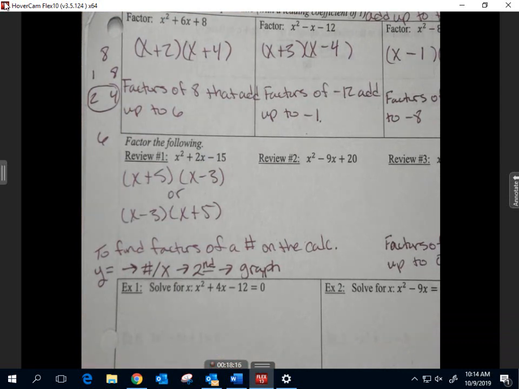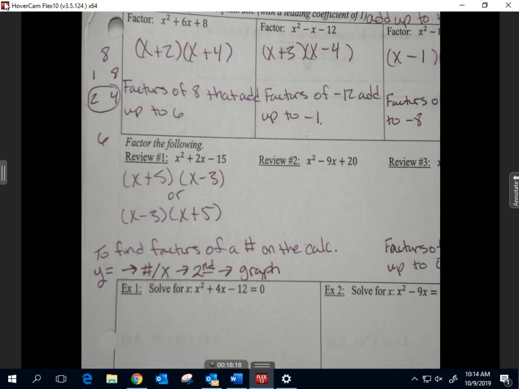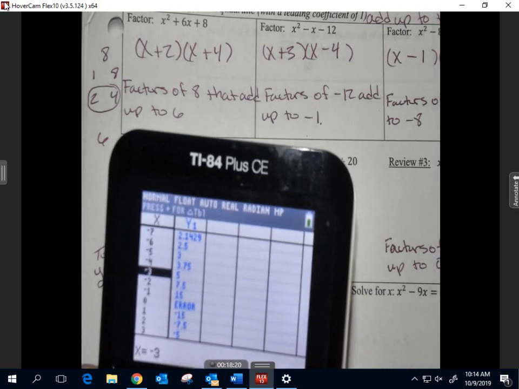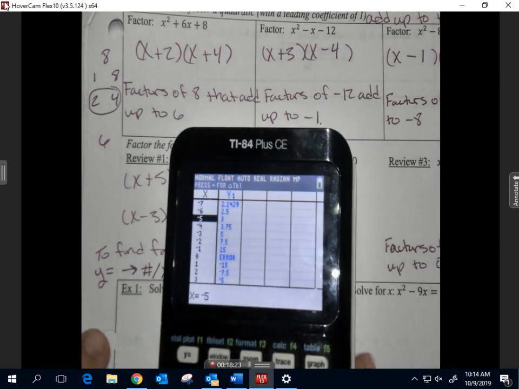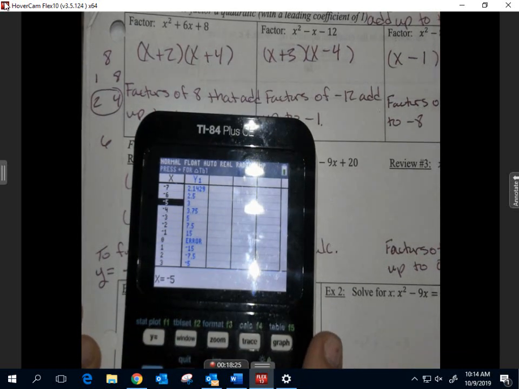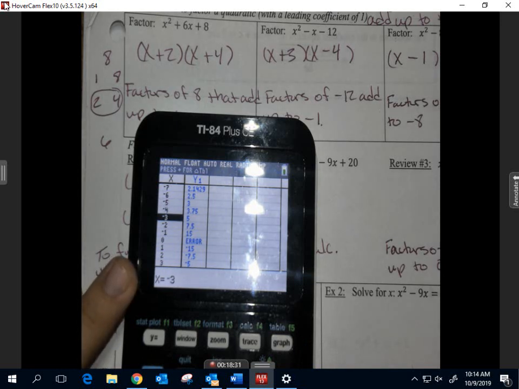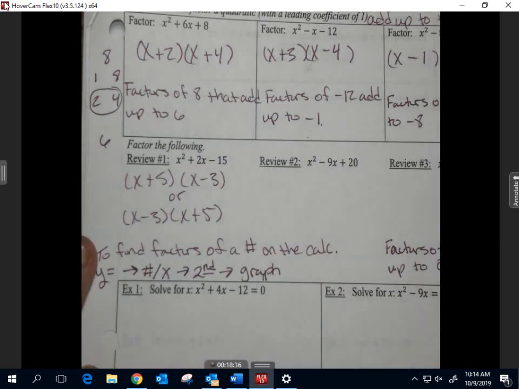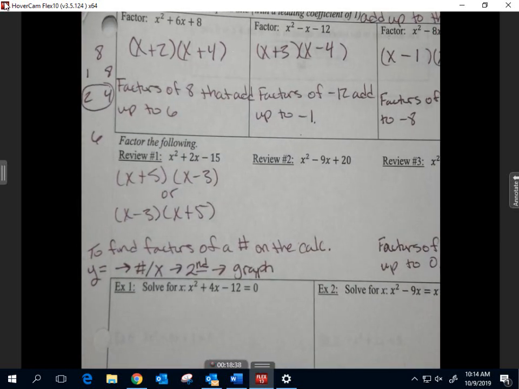It shows you negative 5. Well, you don't want that, though, because negative 5 and positive 3 equals negative 2. So go down to negative 3. Negative 3 and a positive 5 gives you positive 2. Okay. So see if that helps you guys out.